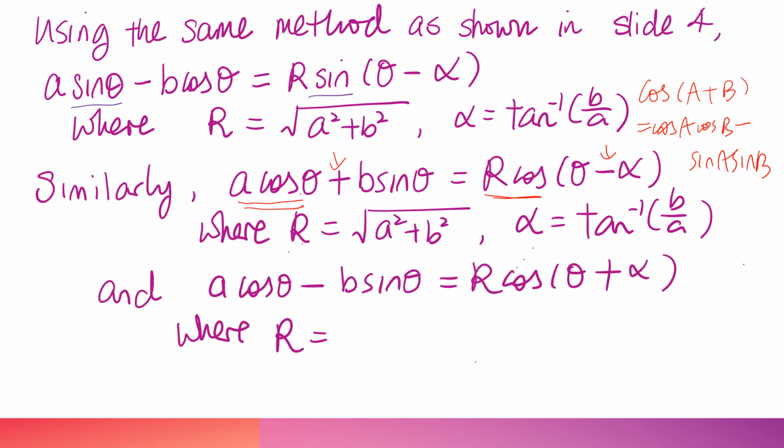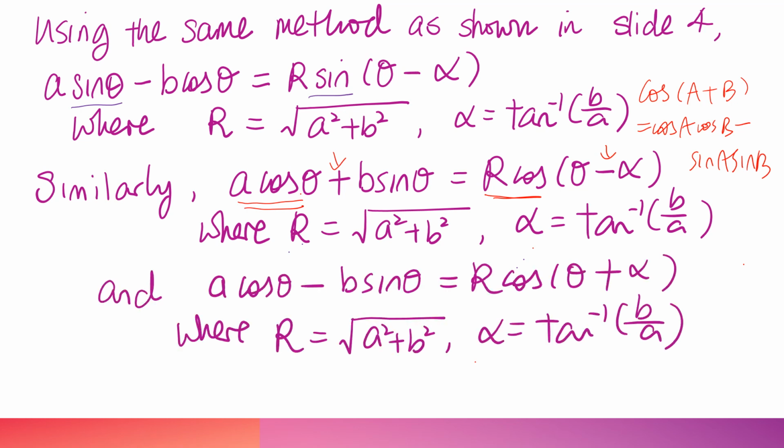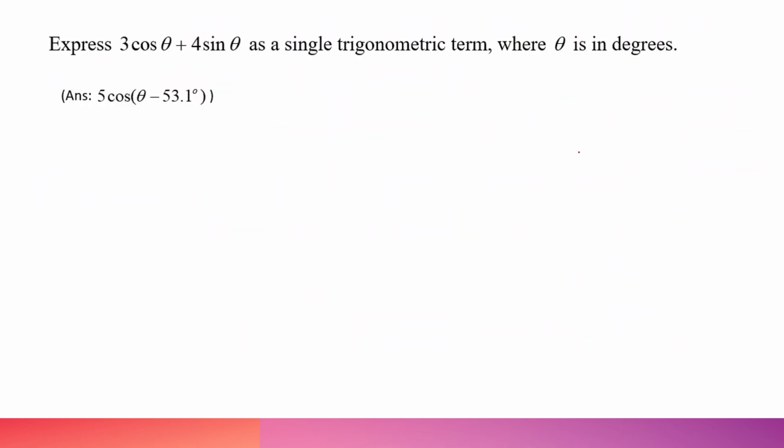Then similarly, if it's A cos theta minus B sine theta, it is equal to R cos, but it's theta plus alpha, based on your addition formula for cosine. If the operation here is negative, then this here will be a positive. The formula is still the same to find R, still the same to find alpha.